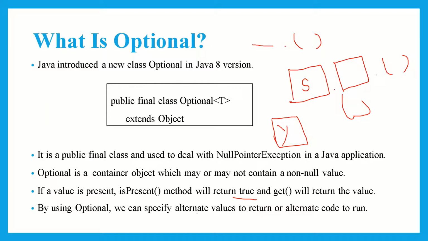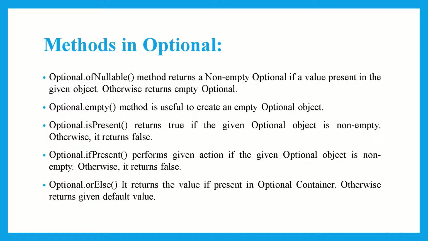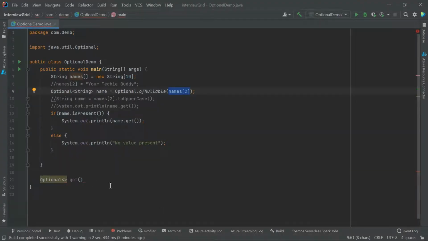By using Optional, we can specify alternate values to run or alternate code to run. So this is the method. Optional ifPresent performs a given action if the given Optional object is non-empty, otherwise it returns false. Optional.orElse returns the value if present in the Optional container, otherwise it returns a given default value. So now let's check Optional ifPresent.